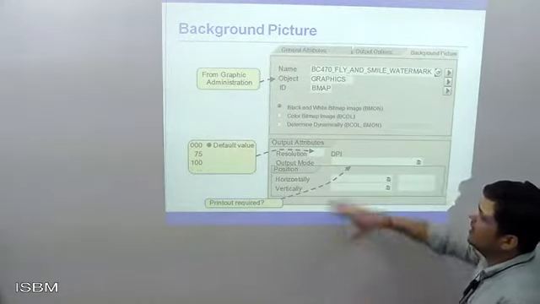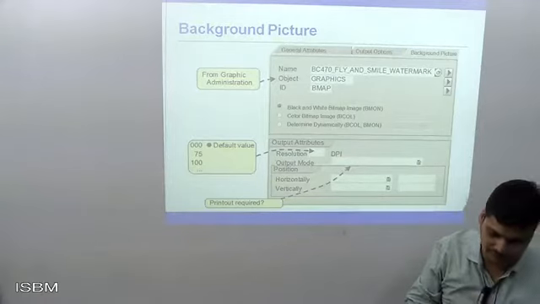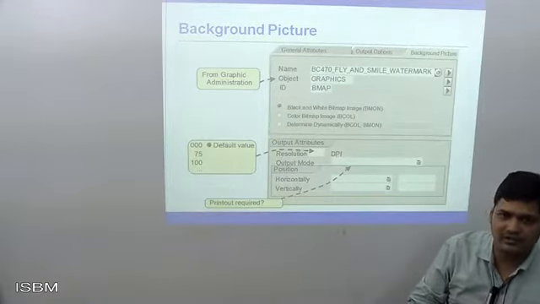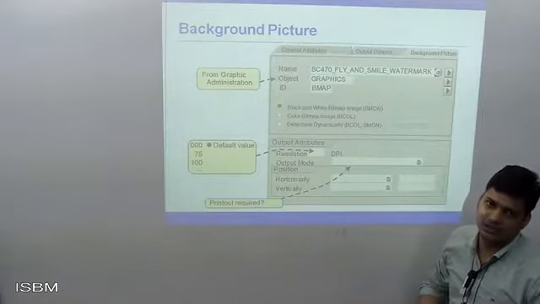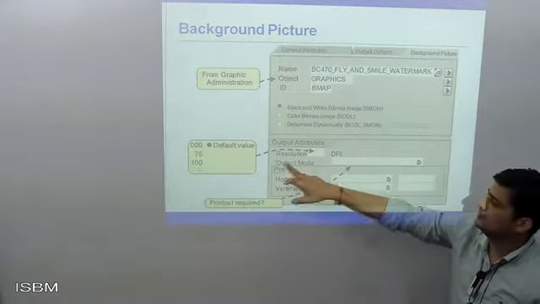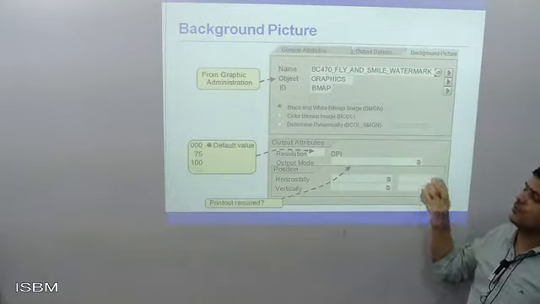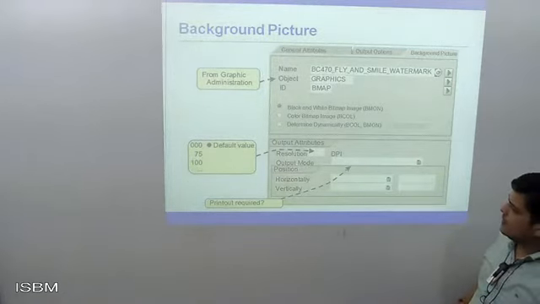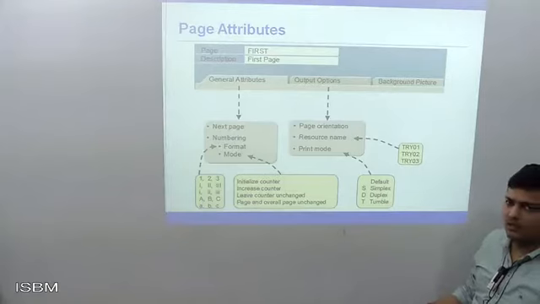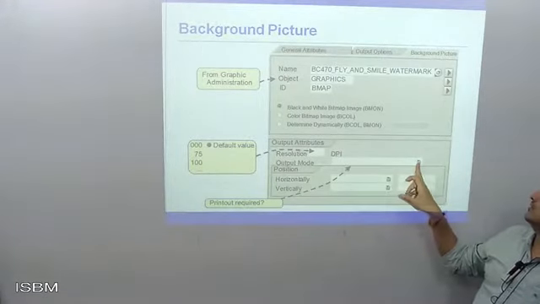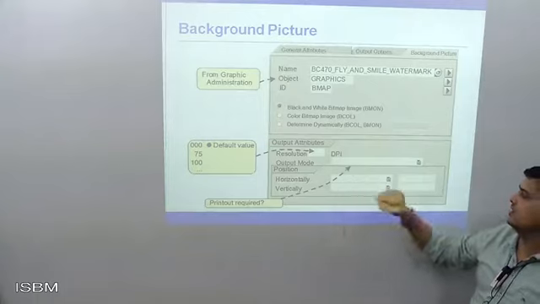Then we have some output attributes over here, in which we have to give the resolution. The resolution tells how much area should be covered in the printing. It can be 75 or 100 according to the requirement. Here for print mode, we have seen the three modes: simplex, duplex, and tumble. Whichever mode you require, you can choose and give over here. Then we have a position also, horizontally or vertically, and according to that you can choose.